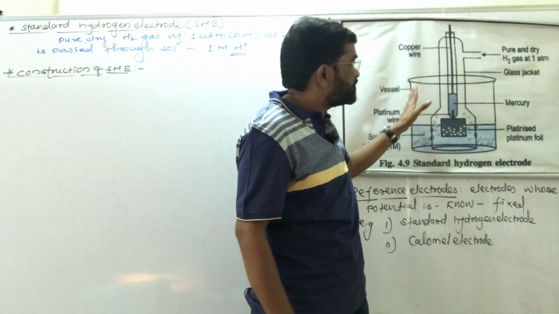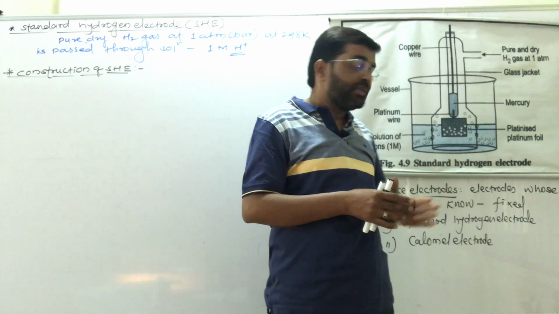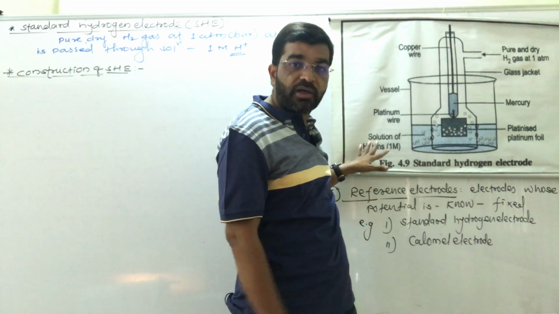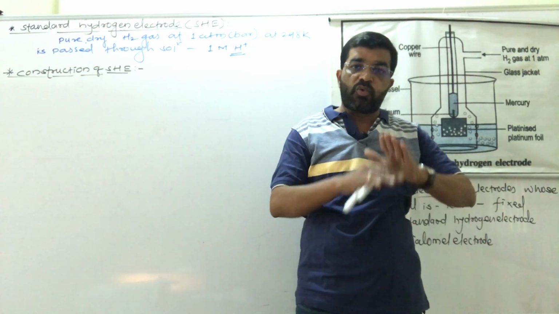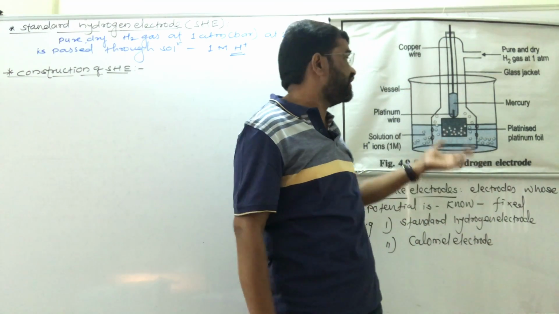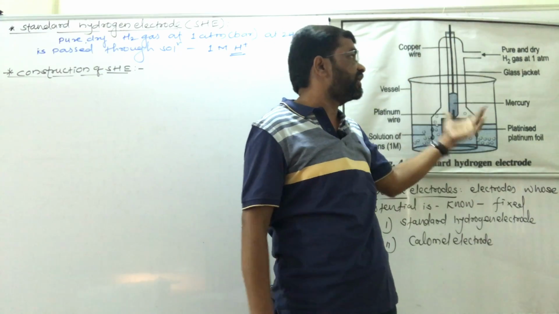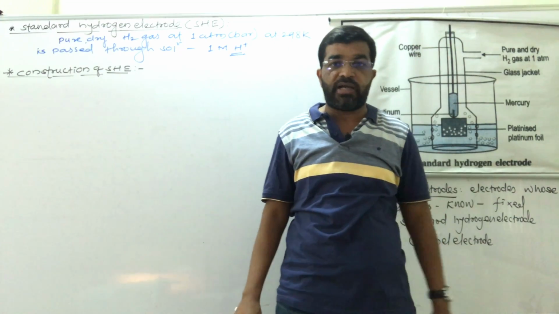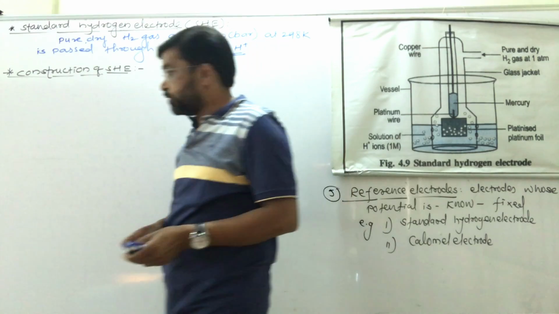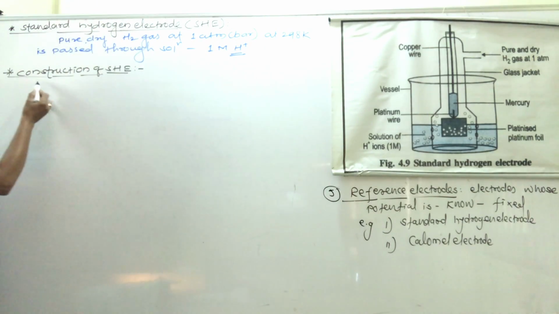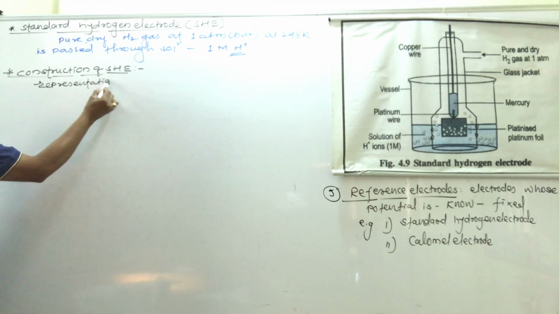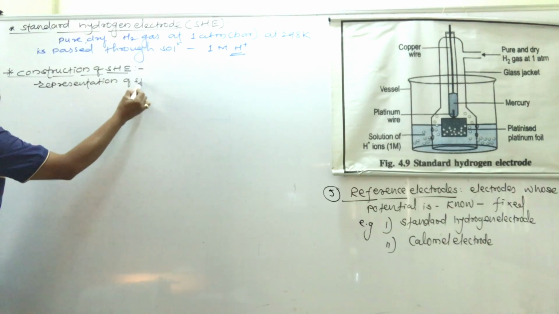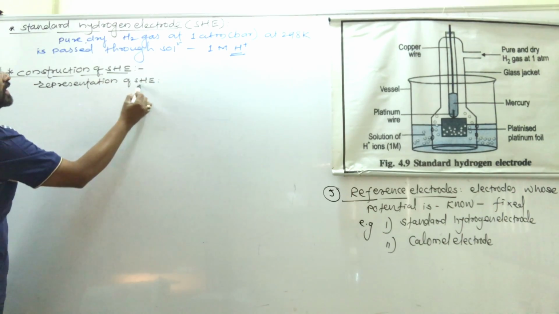Okay, this whole assembly is then placed in this solution containing 1 molar H plus ion. This overall assembly is called the standard hydrogen electrode. It is known as the standard hydrogen electrode. Now see, how is the standard hydrogen electrode represented? Representation of standard hydrogen electrode.